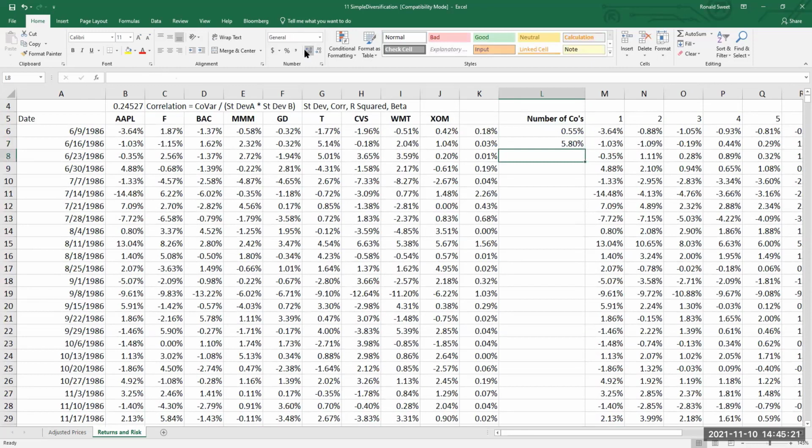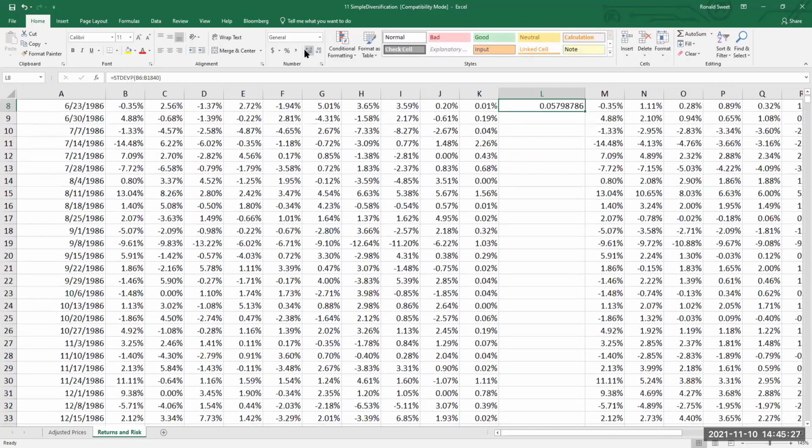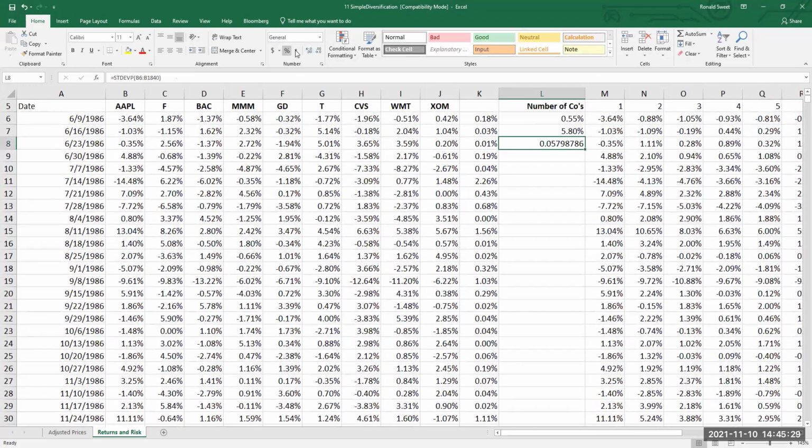Now there is a function that does that, equal STDEVP. I could have just done that. I'll get the exact same answer. But I encourage students to actually do this. So for standard deviation, you take the difference of each month versus the average for all the months. You then square that. The standard deviation is the average of all those squares.